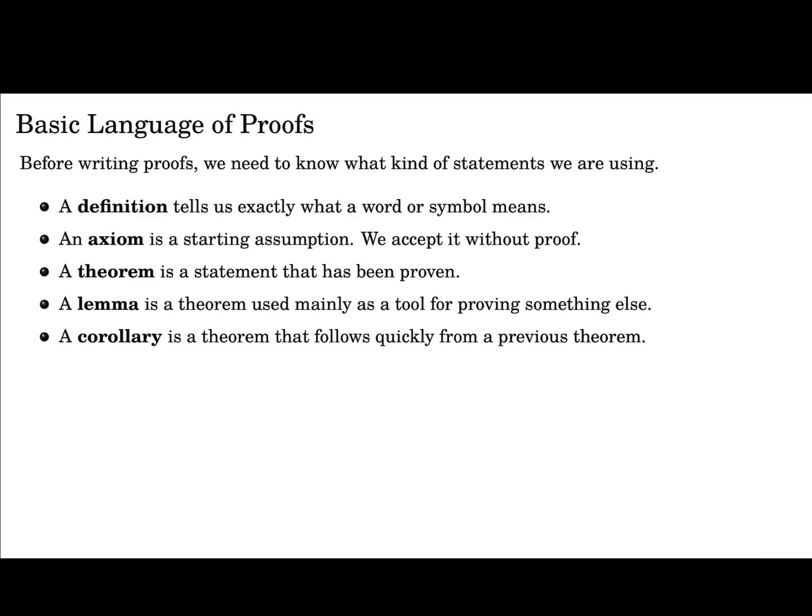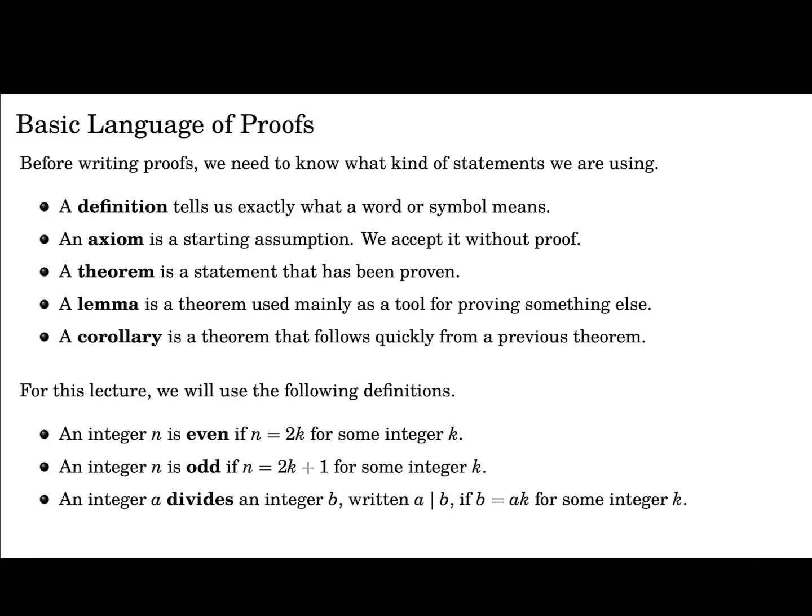A lemma is really just a theorem, but usually it's one that you use as a tool to prove something else. And a corollary is also just a theorem, but it's generally one that follows directly from a previous theorem. For this lecture, we're going to use some very basic definitions about integers so that we can then talk about different styles of proofs.